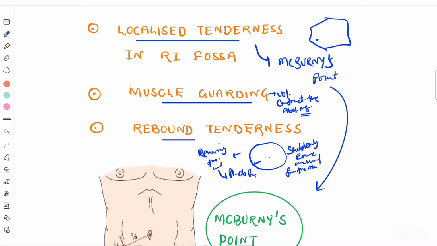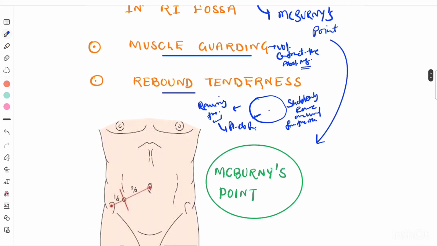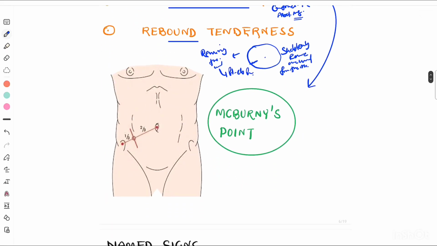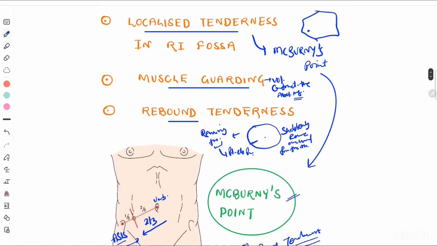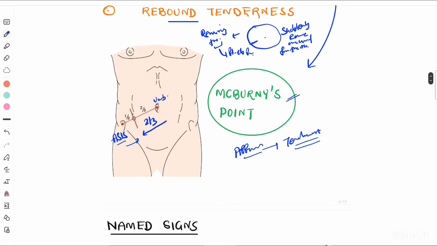So now we are going to discuss what McBurney's point is. So here is the umbilicus and here is the bony landmark, the anterior superior iliac spine. We measure the distance, 2/3 from the umbilicus and 1/3 from the anterior superior iliac spine. Then there is a point here which is known as McBurney's point, and in case of appendicitis there is tenderness. So this is McBurney's point, and we have discussed the signs of appendicitis.